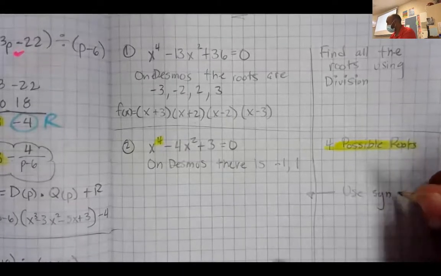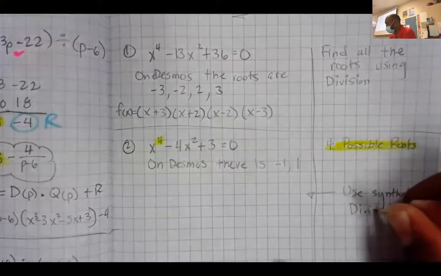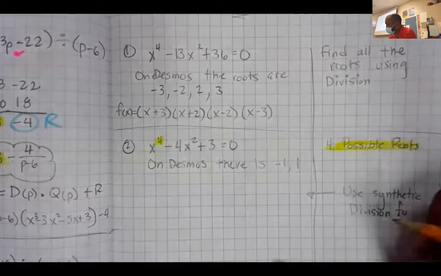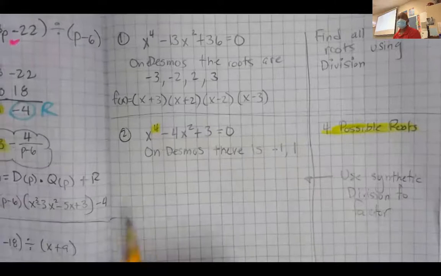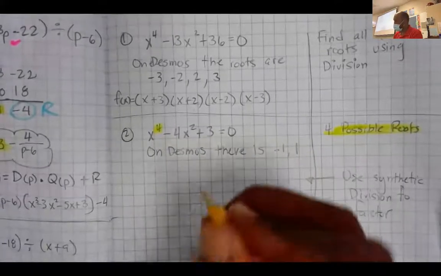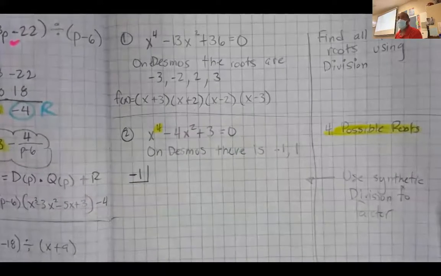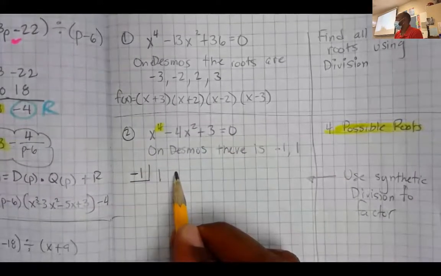Use synthetic division to factor. Okay, so I'm going to take one of those roots that I found and set it up. Now my first number is going to be 1. What's the second number?